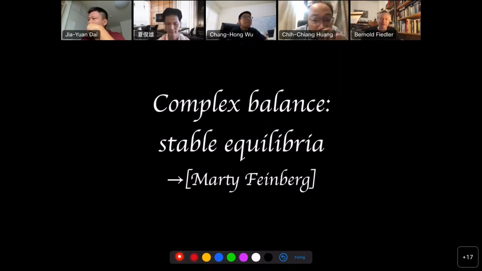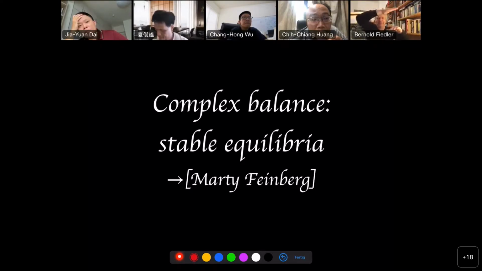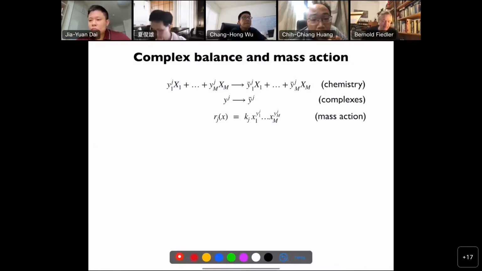Now, let me first talk about something called complex balance, which leads to equilibrium solutions, convergence to equilibrium, and to stable equilibria. Equilibrium is a term used by chemists differently from mathematicians. I use it synonymously with steady state, but equilibrium really means you have this balance, and it just balances out. It is equally heavy on both sides. That's the meaning of the word equilibrium. Now, I use it as steady state.